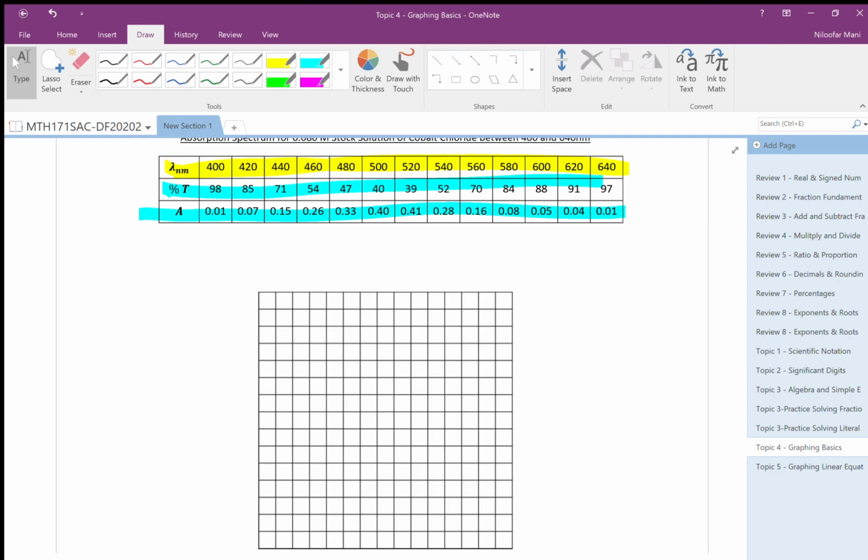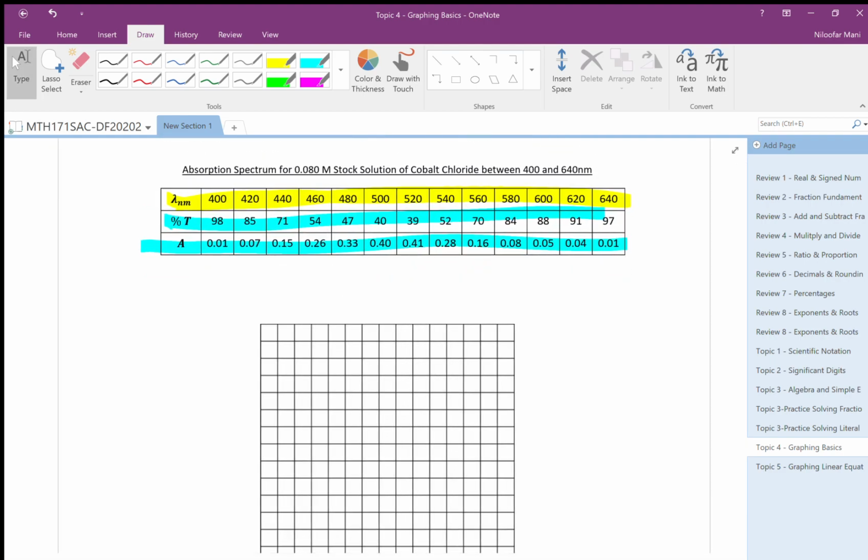What should be the title? So tell me about the title. Okay, so maybe we can use the same title that we have here. So absorption spectrum for this stock solution is between this and this. So maybe I can use this as the title. Okay, so that can be the title.